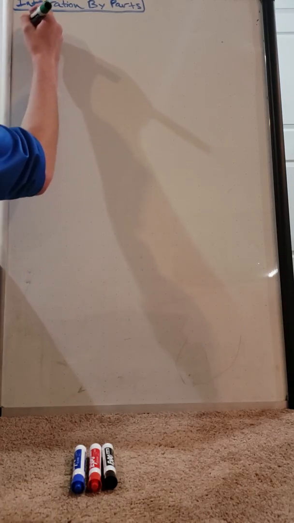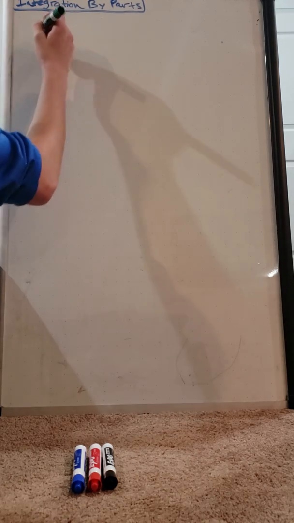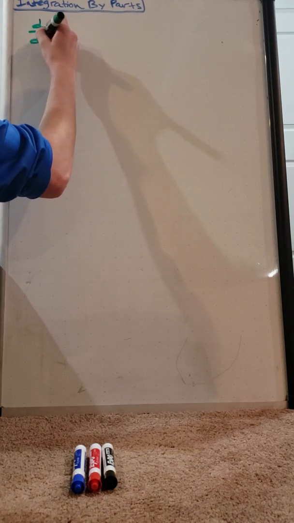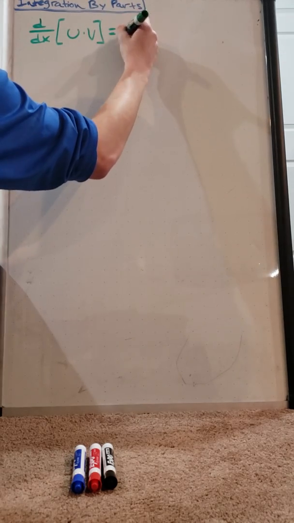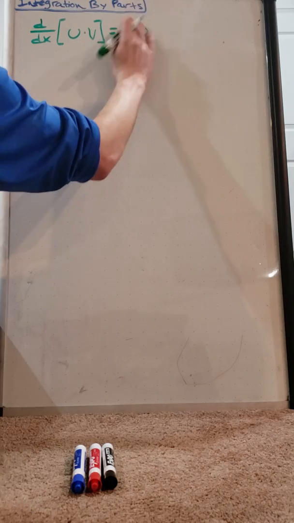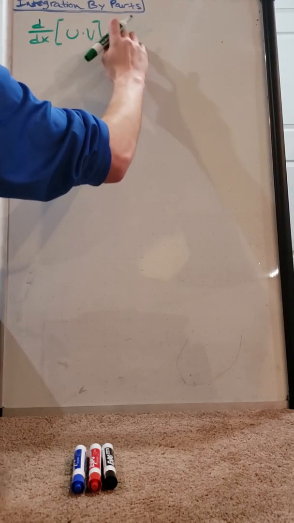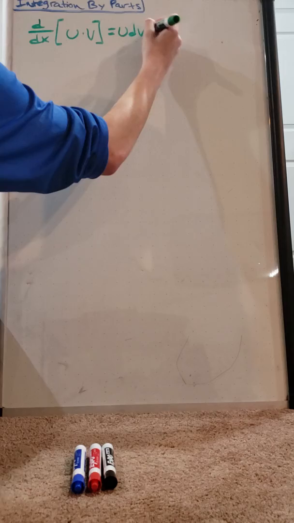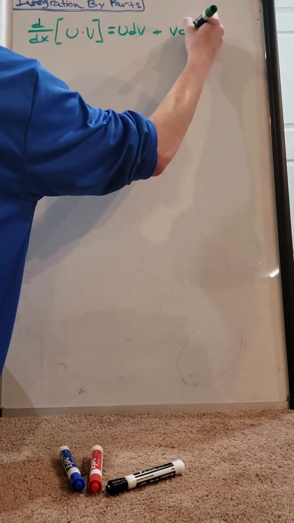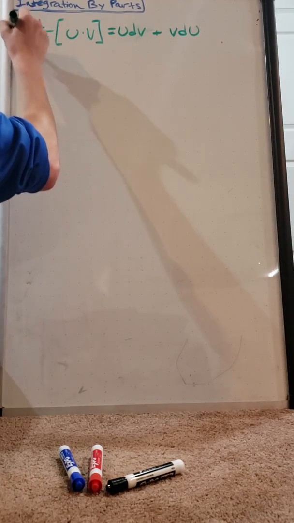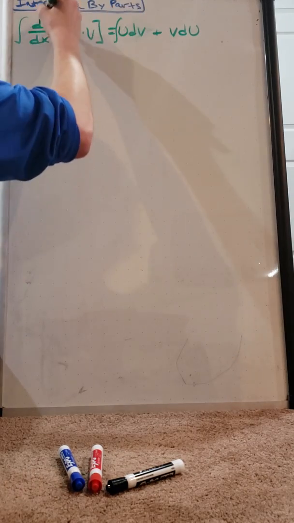The formula for integration by parts comes from the product rule. If you have u times v, the derivative of that is u dv plus v du. Then if we take the integral of that, the integral and derivative cancel out because they are opposites.